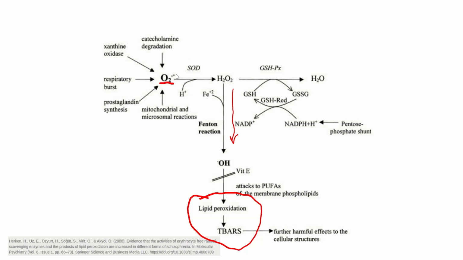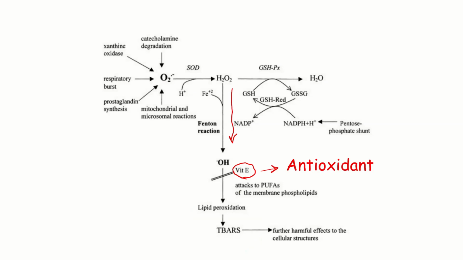This O2 dot minus, that's your superoxide. It becomes hydrogen peroxide. It becomes the hydroxyl radical. And that ultimately leads to lipid peroxidation of PUFAs. And that leads to the T-bars that we were talking about. That same kit that I showed to measure oxidative stress. And interestingly, antioxidants can step in here, and they can actually neutralize the hydroxyl radical and prevent that lipid peroxidation and that T-bars from happening.